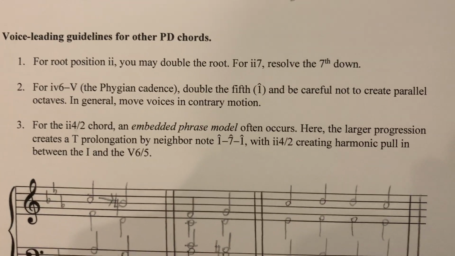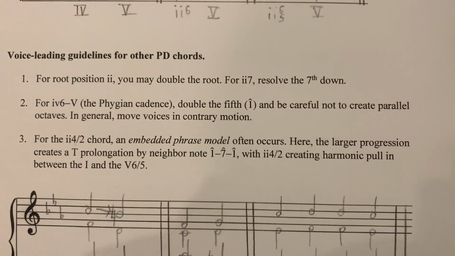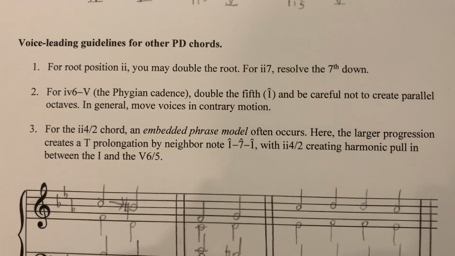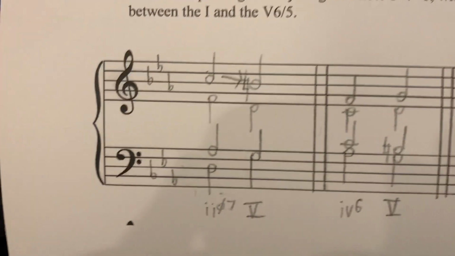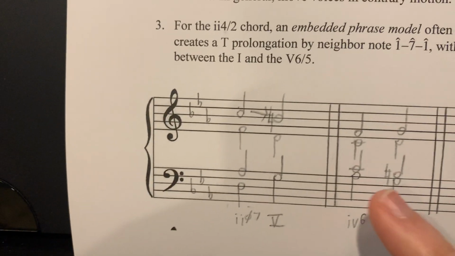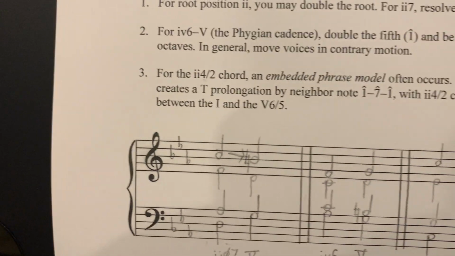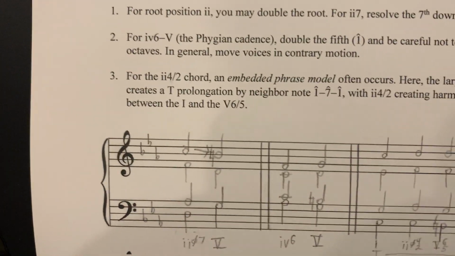All right, for a root position 2, you may double the root. Now, if it's 2/7 on the other hand, just include all 4 notes, so you don't need to worry about resolving it. So for 2/7, make sure you resolve the 7th down. So here, this is the 2 diminished 7. The 7th is C, and it resolves down. But you'll notice, again, I'm doing this contrary motion thing happening with the bass.